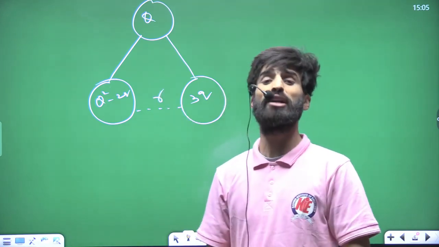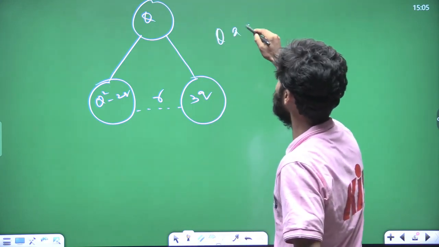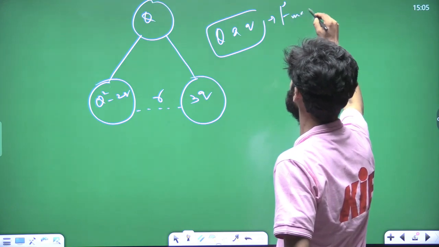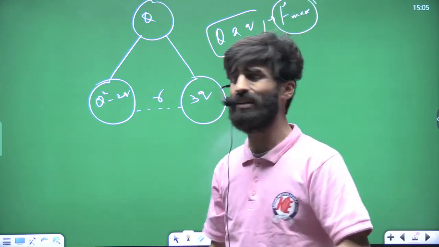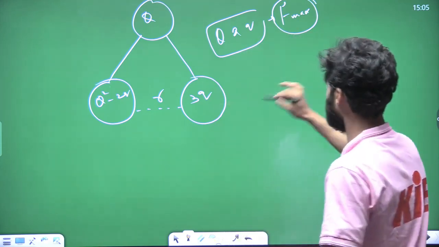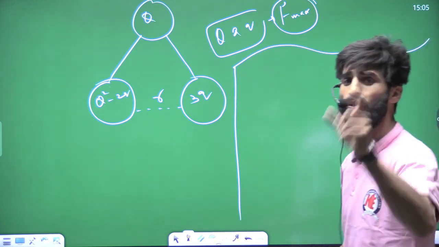The examiner is telling you: what is the relation between q and Q? For the maximum force of repulsion, what is going to be the relation between q and Q? See, how can we solve this question? First, we are going to calculate F.